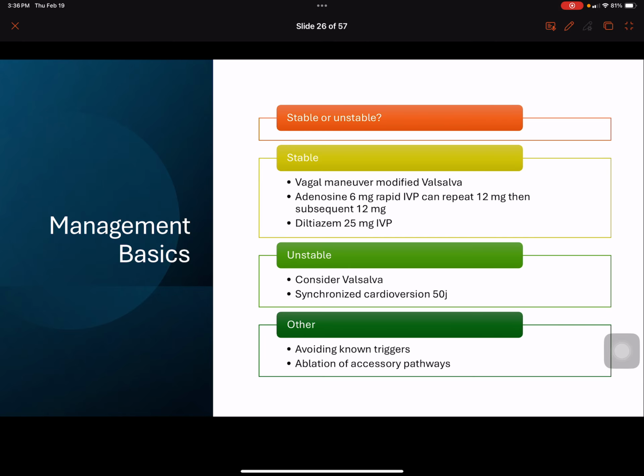Okay, so again, management basics. We have to ask first, are they symptomatic, and are they stable or unstable? So let's go down the stable pathway. First thing we're going to do is vagal maneuver. Always, always, always vagal first. This is not just a testing thing. You can convert these rhythms with vagal maneuvers if you do them properly. I've never been given adenosine, but I've given enough of it to know that I never want to have that medication administered. It's torture for your patient.